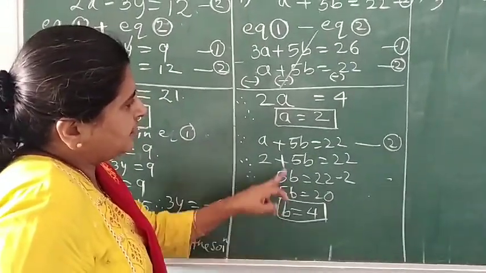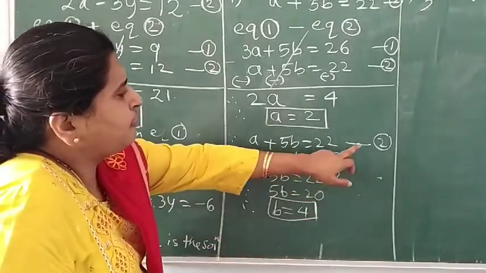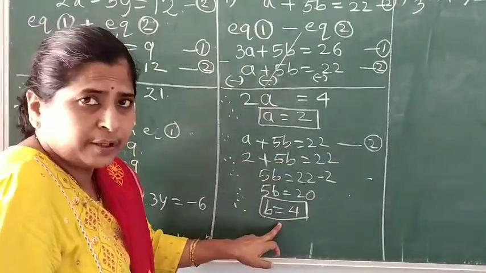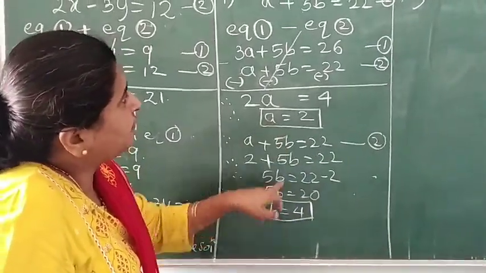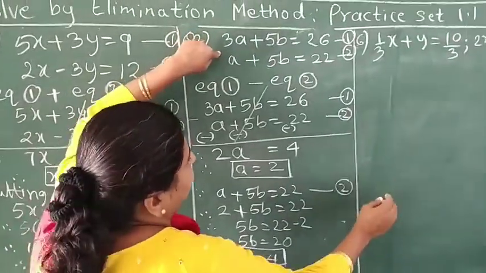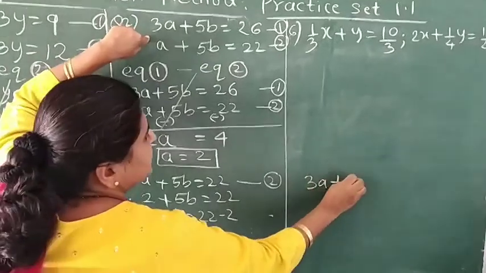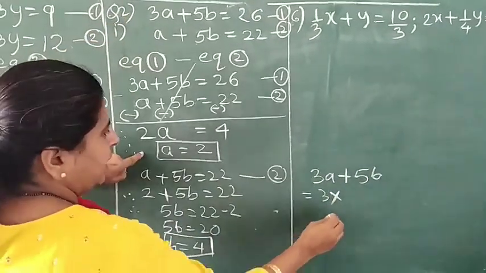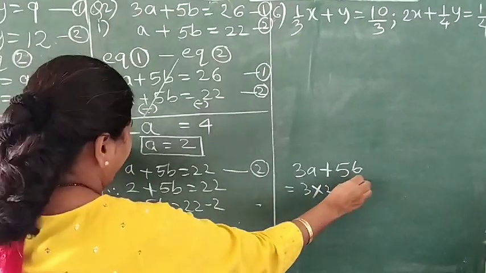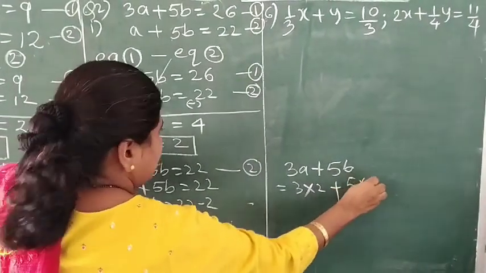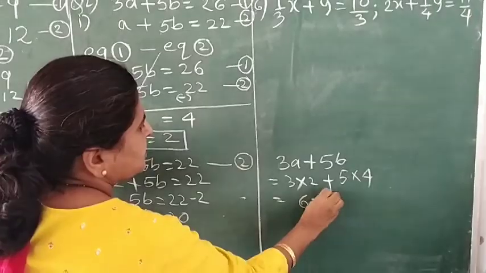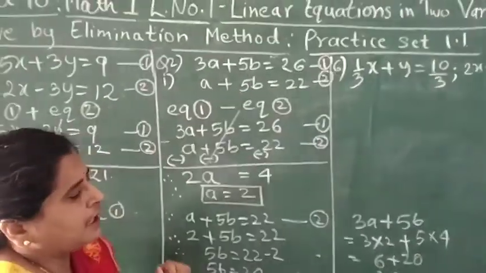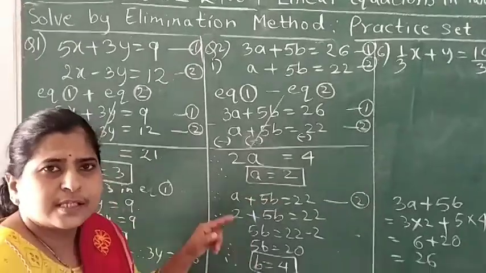Now let's verify these values quickly. As we have used the second equation for finding the value of another variable, let's substitute both values in equation number 1 for verification, 3a plus 5b. What is 3a? The value of a is 2, plus 5 into b, it is 4. So 3 twos are 6 plus 5 fours are 20. Your addition is 26, which is equal to your RHS. It means your answer is correct.